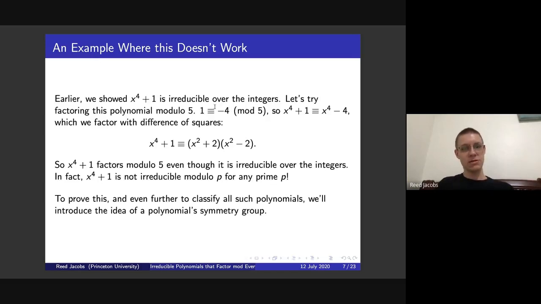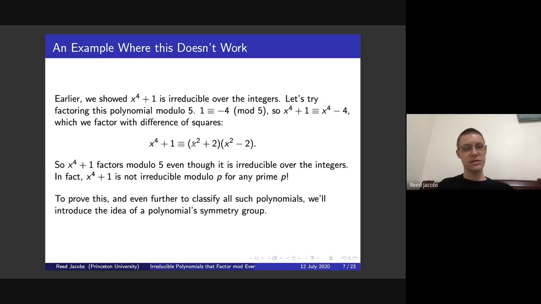So as we saw, changing the coefficients by multiples of p doesn't really change anything modulo p, so we can just replace x to the 4th plus 1 with x to the 4th minus 4. And then we can factor that with difference of squares. X to the 4th is the square of x squared, and 4 is the square of 2. So this factors as x squared plus 2 times x squared minus 2 modulo 5.